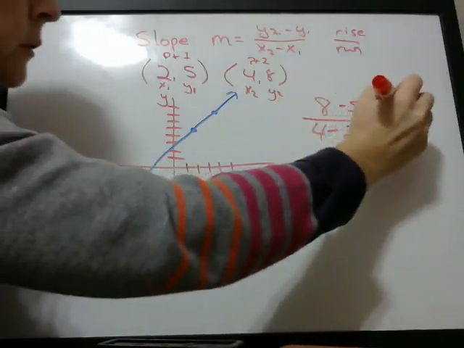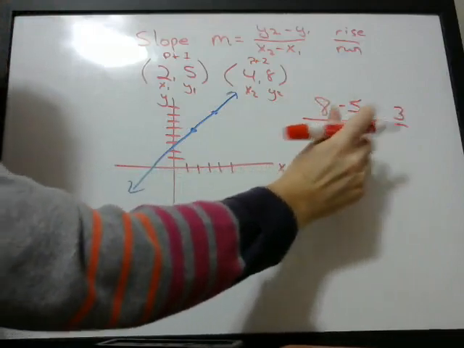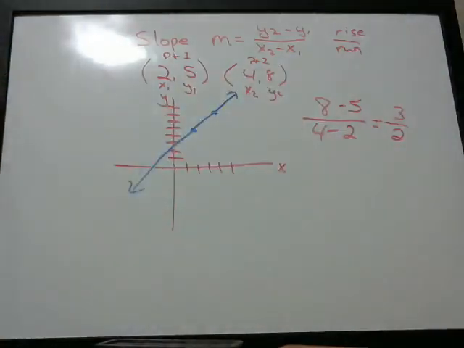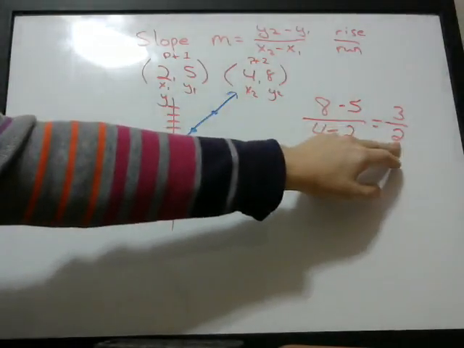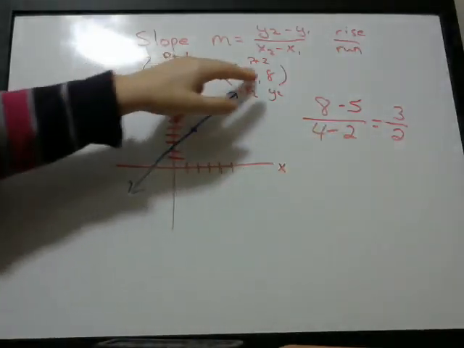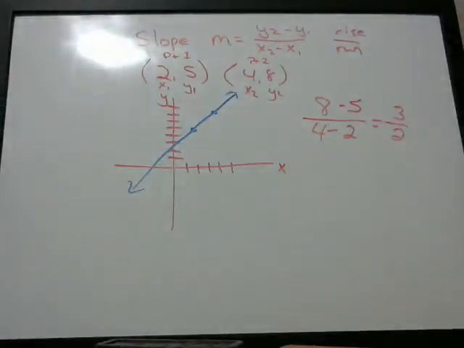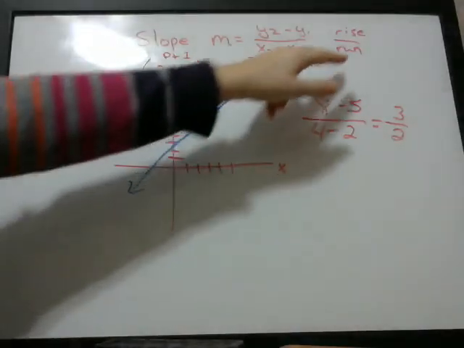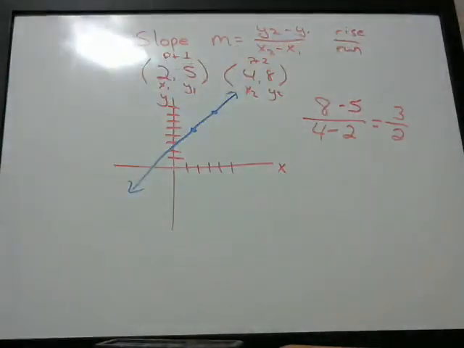8 minus 5 is 3. 4 minus 2 is 2. So our slope is 3/2. That's the answer. If you're asked, what's the slope of this line defined by these 2 points? The answer is 3/2.